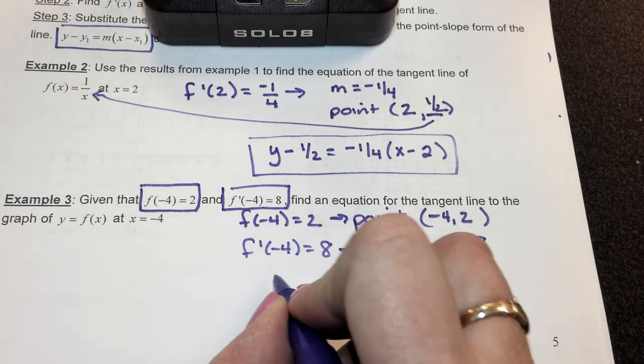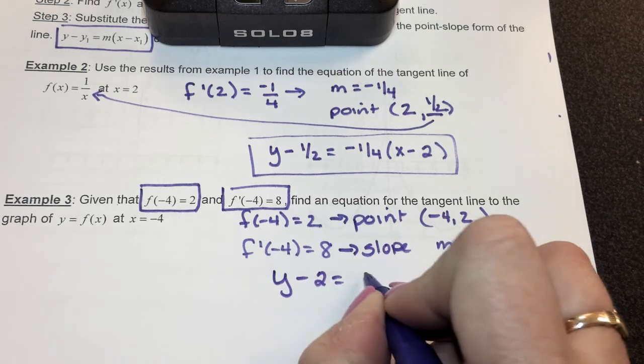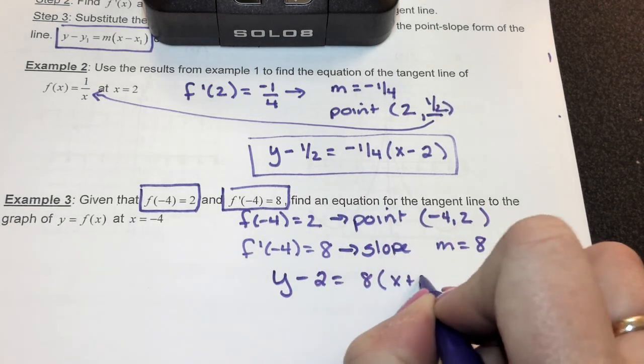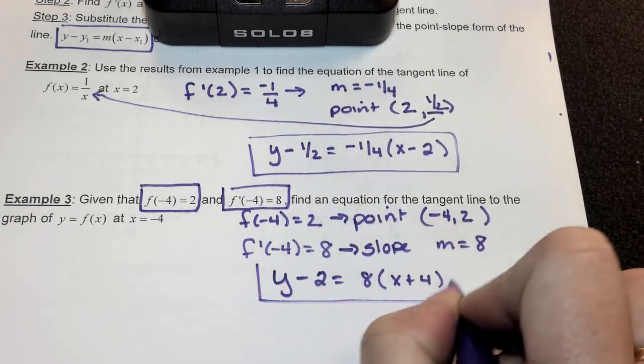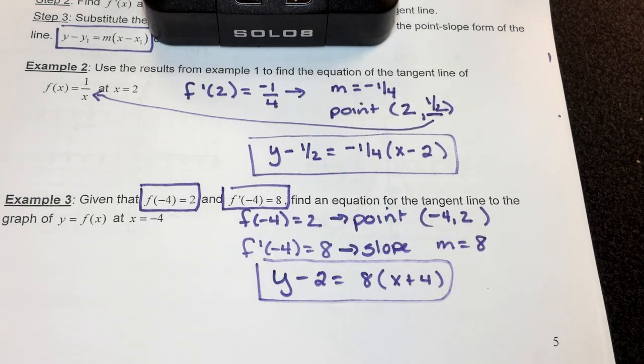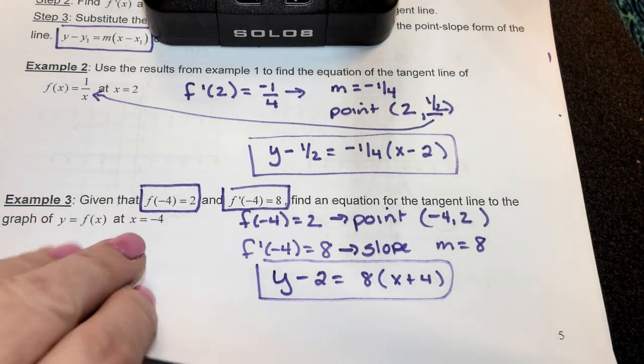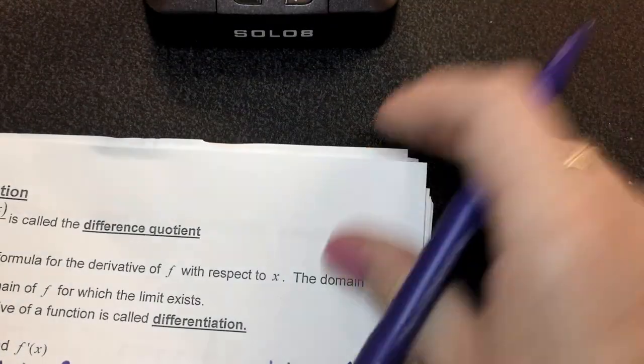So then my equation should be y minus 2 is equal to 8 times x plus 4. So any questions on writing the equation of a tangent line? Really, it's nothing new from what we did before. Okay? Questions on that? All right.